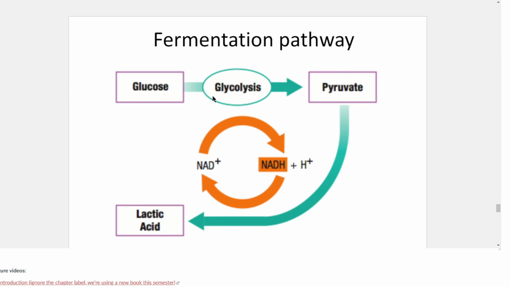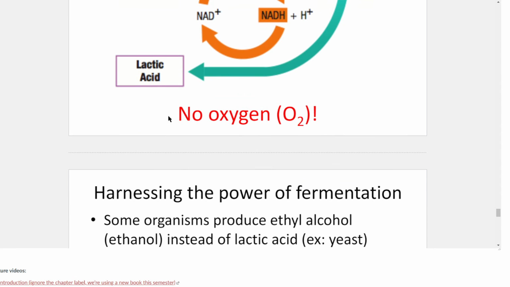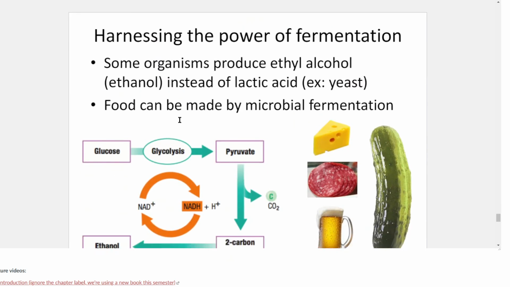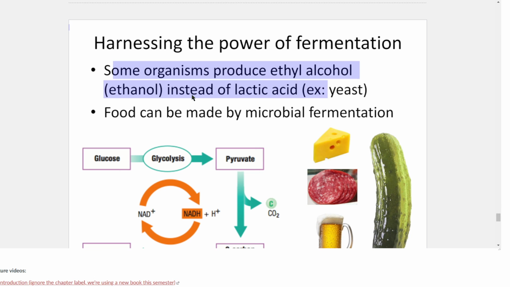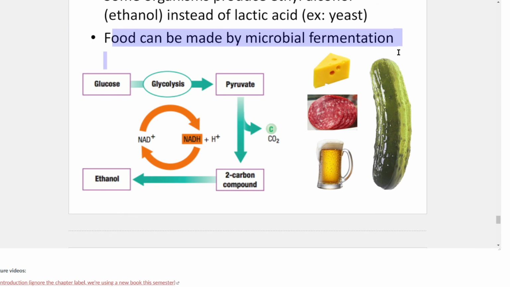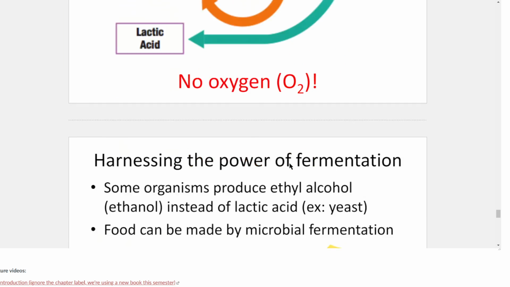So here, glycolysis, we don't need oxygen. We always go glucose, glycolysis, to make pyruvate. But because we don't have oxygen, we can't go to the Krebs cycle. So there's no point. So this will turn into lactic acid, and we can use that as energy. Some organisms produce alcohol instead of lactic acid. Food can be made by microbial fermentation. So some will make the 2-carbon compound instead of pyruvate.